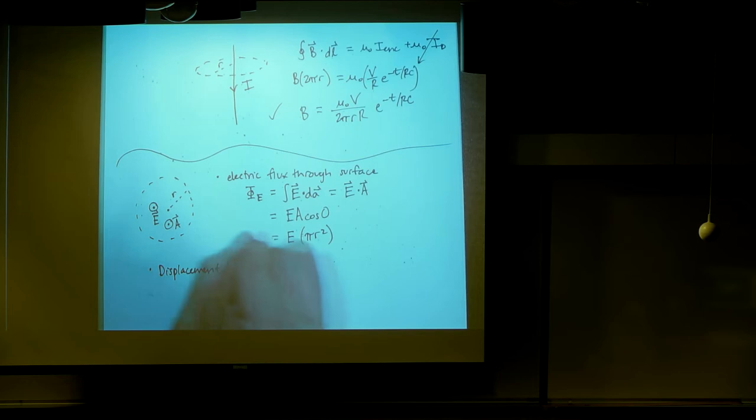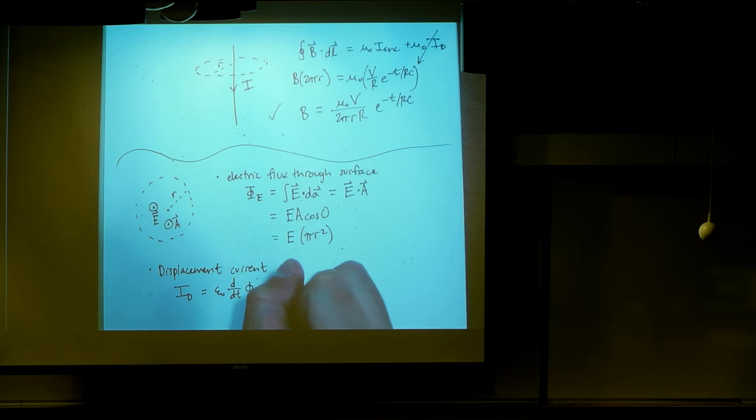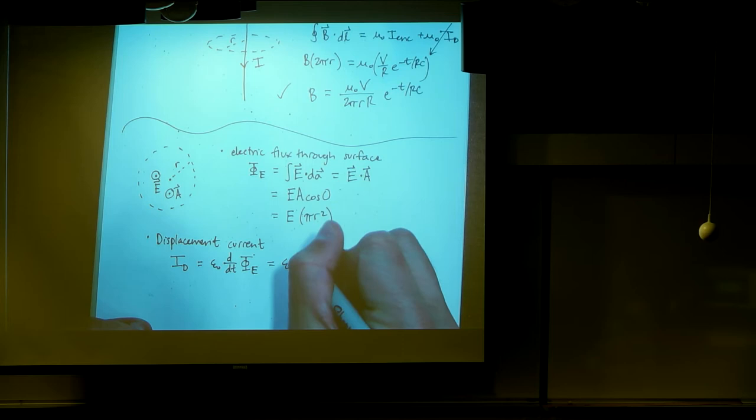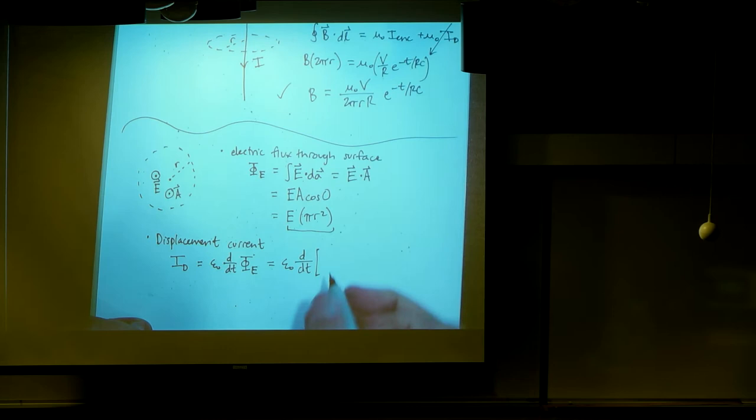Basically depends on this. Remember, the definition of displacement current, I sub D, is equal to epsilon naught times the derivative with respect to time of the electric flux. That's the definition of displacement current, which we've seen before. So in other words, we're doing epsilon naught times the derivative with respect to time of this whole thing. In other words, E times pi r squared.